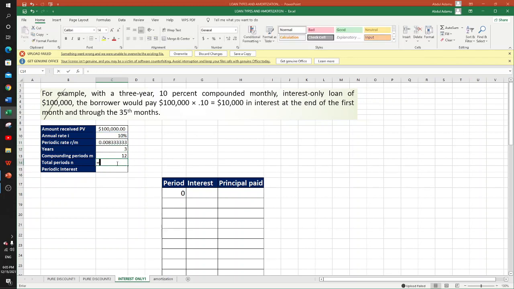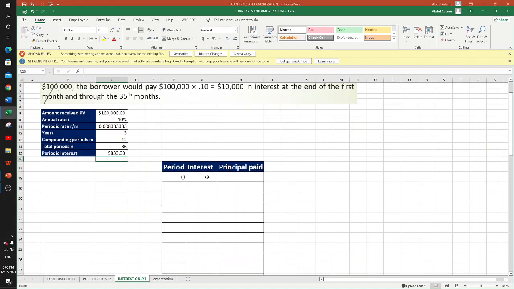Then the period will be equal to this times the number of years, 36. So our periodic interest will be the 100,000 times the periodic rate, which is this. Enter. So this is our periodic interest. For 36 months, we'll continue to pay this. So let's look at how it will show here.